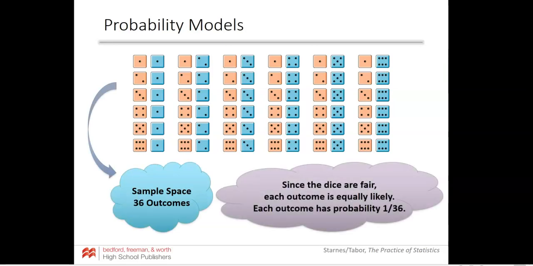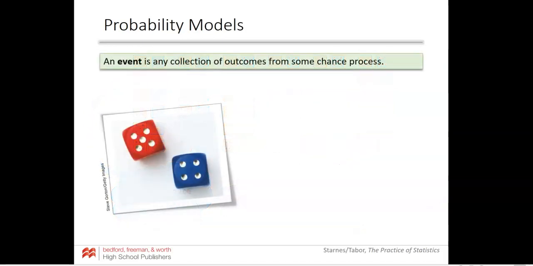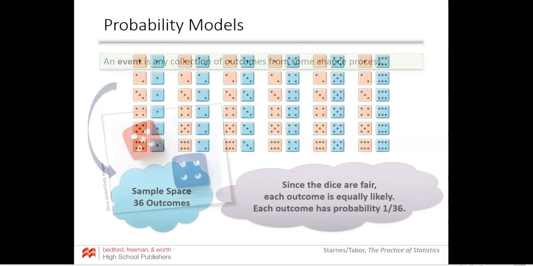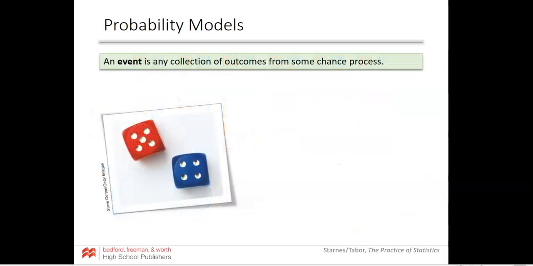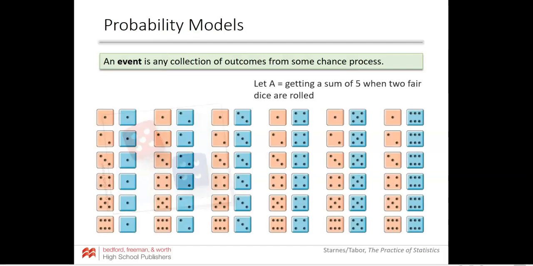Since dice are fair, each outcome is equally likely. Each outcome has a probability of 1 out of 36. So what is the probability model there? You would write out the sample space, and then you would say each outcome has a probability of 1 out of 36.